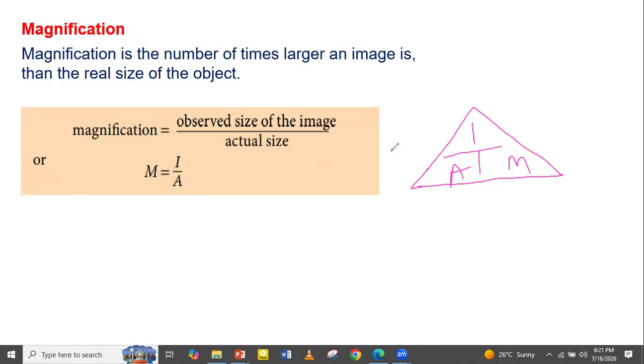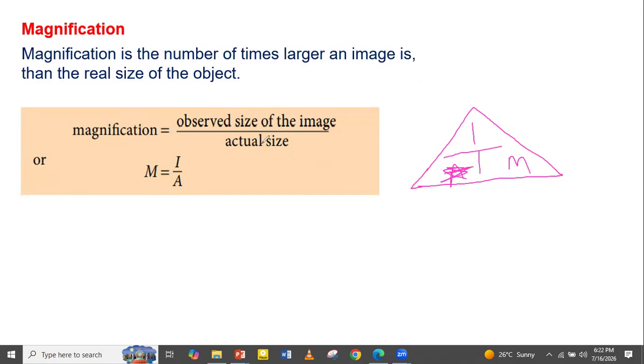If I'm looking for actual size, I cancel out the actual size. Then you can see I remain with image over magnification. That means the formula for getting actual size is image over magnification. As long as you have the image size and the magnification, you can get actual size.